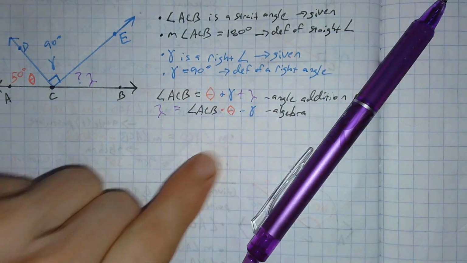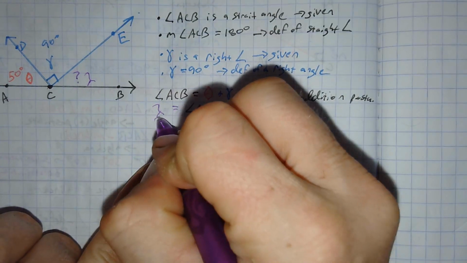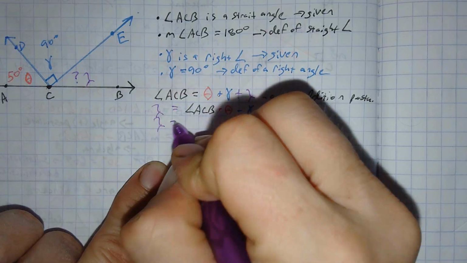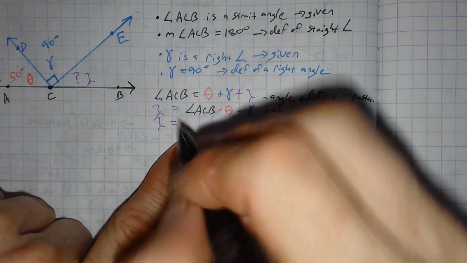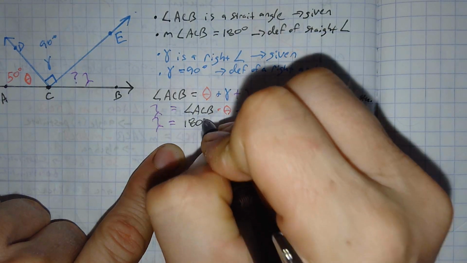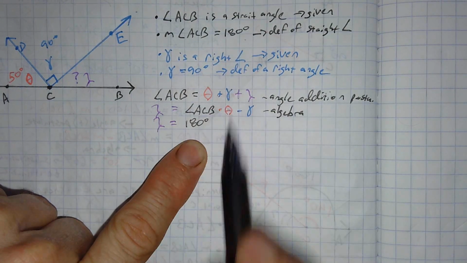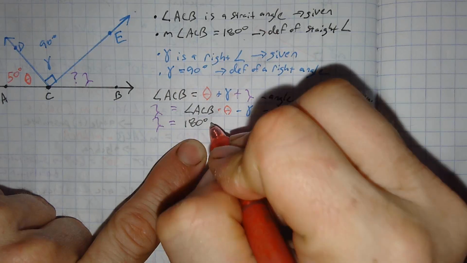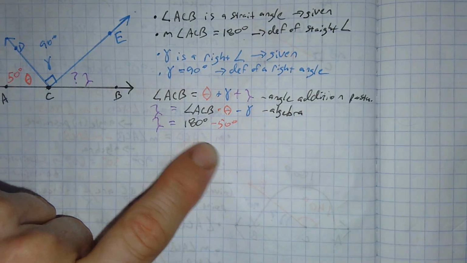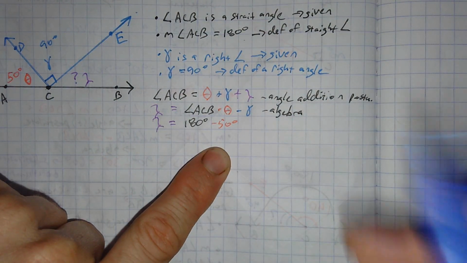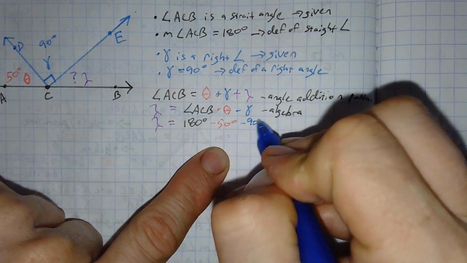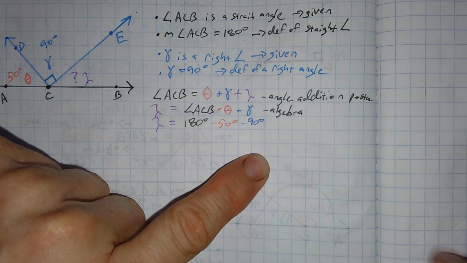Okay, and now I'm just going to go ahead and substitute in some values. So it's going to be equal to 180 degrees, which is the measure of ACB, minus 50 degrees, minus 90 degrees. And this is substitution.